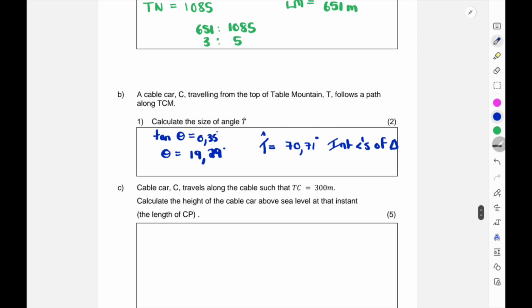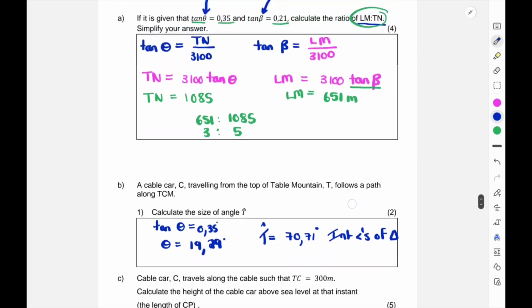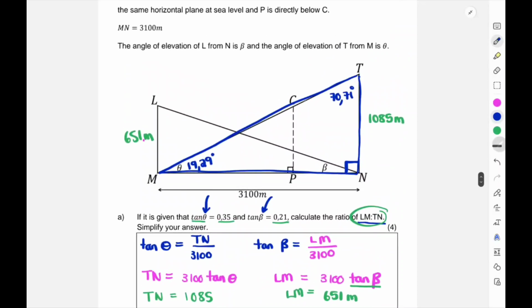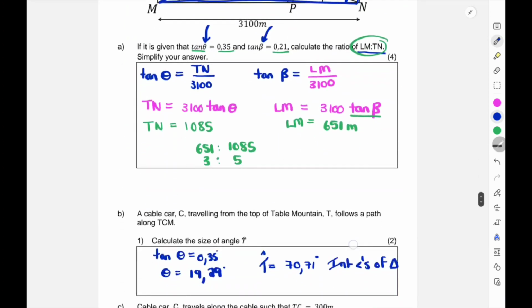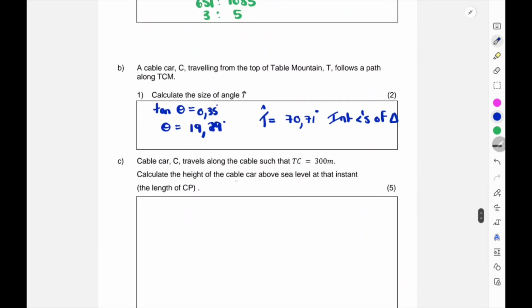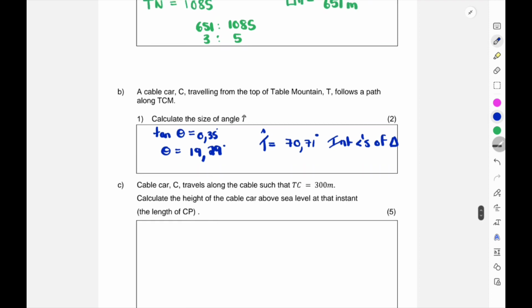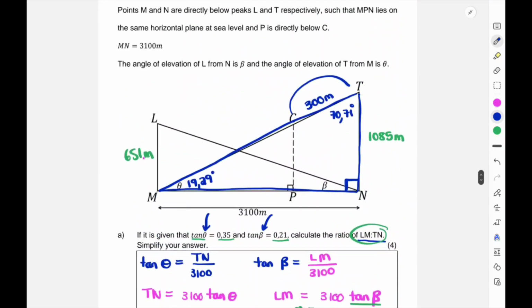Calculate the size. Okay, cable car C travels along the cable such that TC is 300 meters. So TC is 300 meters over there. Calculate the height of the cable car above sea level at that instant, so the length of CP. So they are looking for this length.